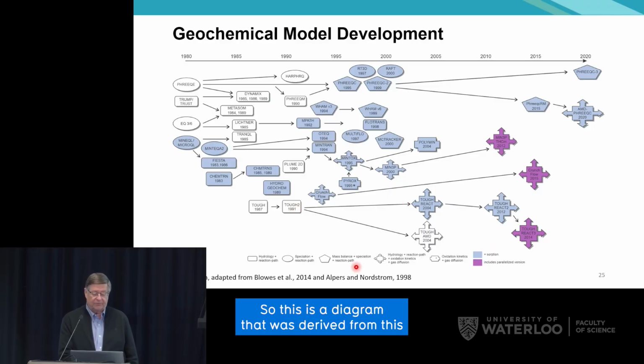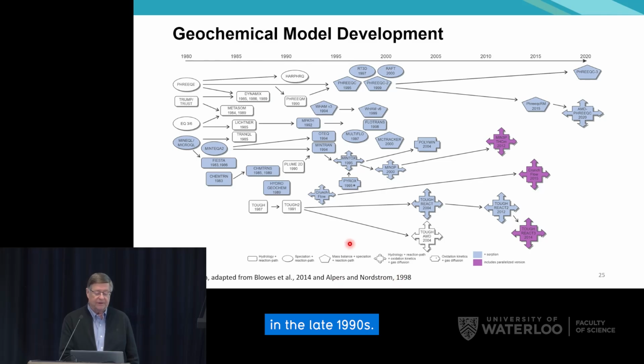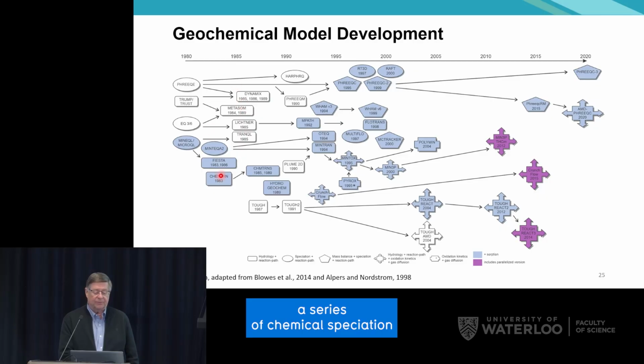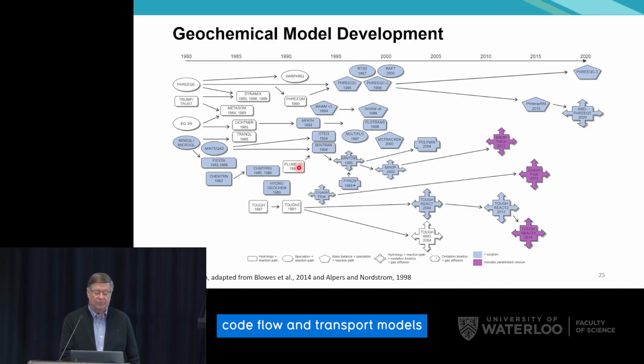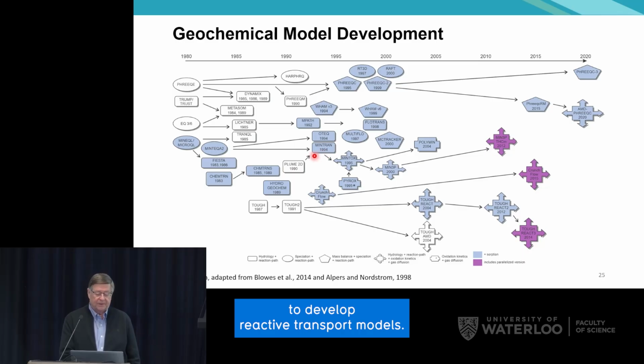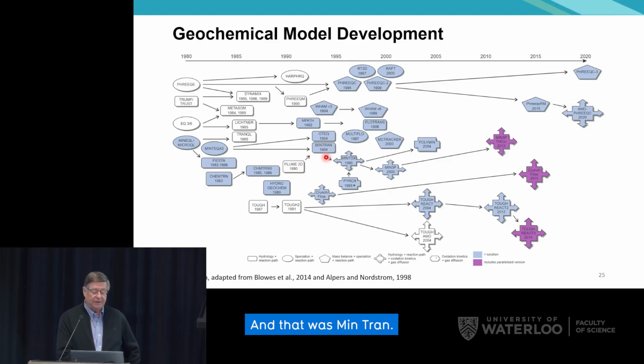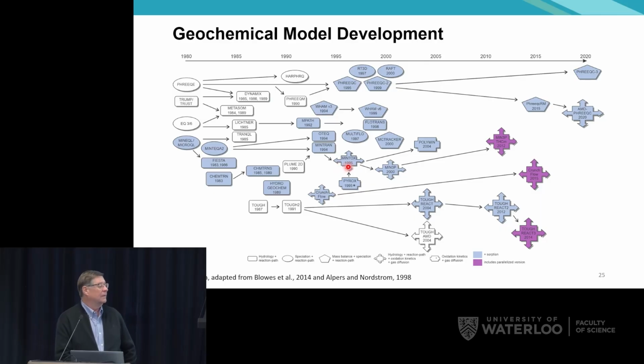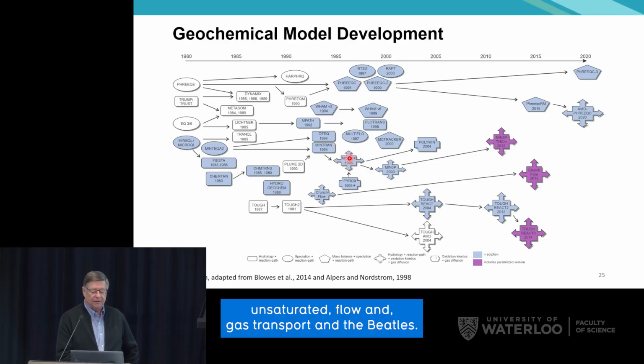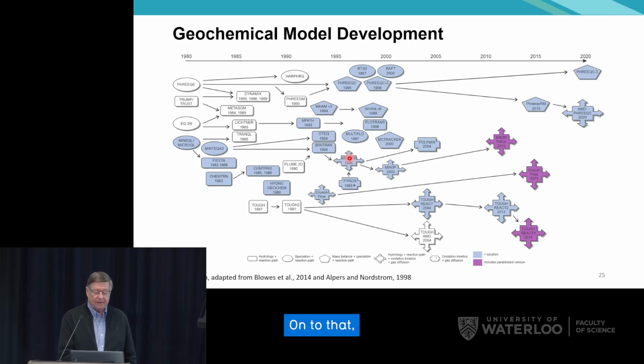So this is a diagram that was derived from one developed by Charlie Alpers and Kirk Nordstrom in the late 1990s. Initially there was a series of chemical speciation mass transfer models developed, and by the mid-1990s, those had been coupled to flow and transport models to develop reactive transport models. The first one that we developed here was MINTEQ coupled to a 2D flow model that Emil Frind's group had developed, and that was MINTRAN. After that, we added unsaturated flow and gas transport in the vadose zone to that, which we called MINTOX.